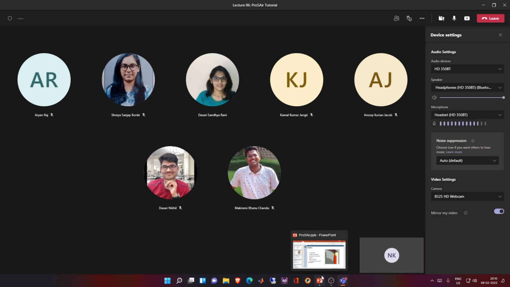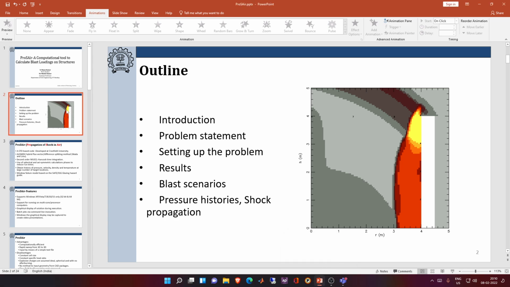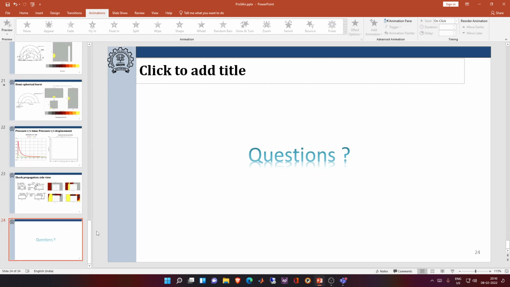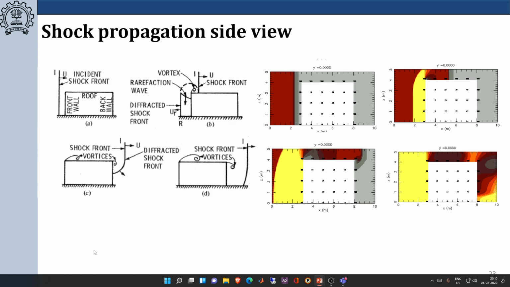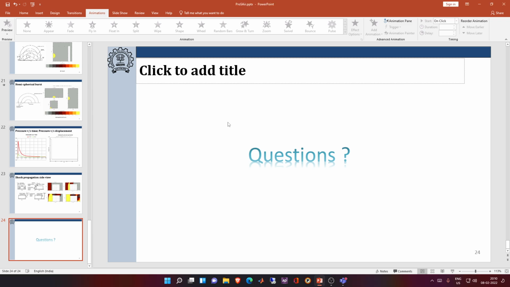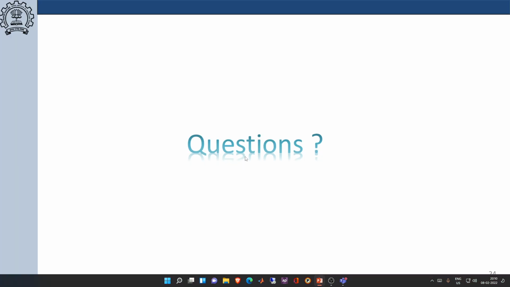If you are considering a moving blast scenario, a different effect comes in, which is shock bulking. Shock bulking is basically this: at one instant a shock wave is generated, and the shock wave keeps on moving, and at another instant another shock wave is generated. These two shocks tend to merge with each other, so the strength of the shock increases.